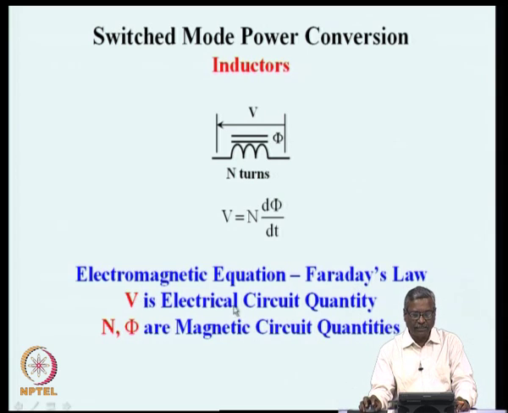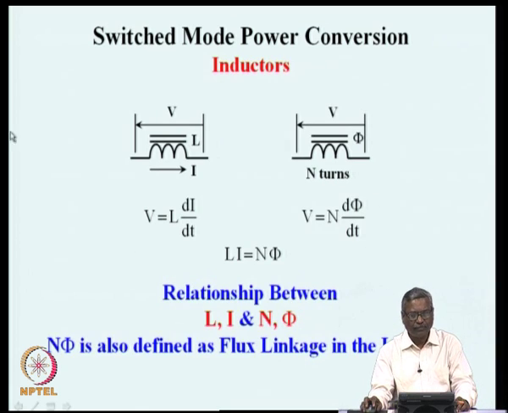The voltage V is the electrical circuit quantity, which is the voltage across the inductor, and the number of turns N, which is in the inductive circuit, and the flux in the magnetic circuit are the magnetic circuit quantities. So, it is possible to define an inductor either through the electrical circuit as V is equal to L di/dt, or through its magnetic circuit where the voltage is the number of turns multiplied by the rate of change of flux with respect to time.